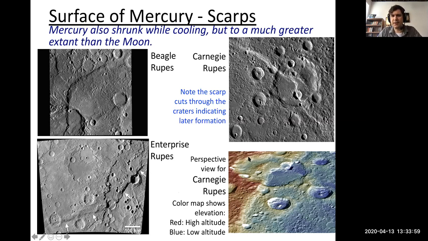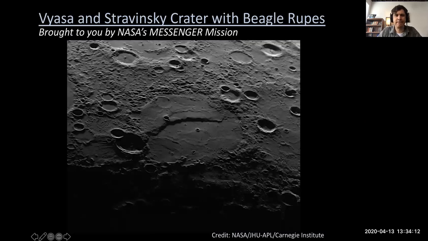So here's the Carnegie Rupes, looking at this one right here in a perspective view. So you can see how tall those cliffs are. The coloration is elevation, where this is several kilometers higher than this. And just another beautiful view from the Mercury Messenger mission.